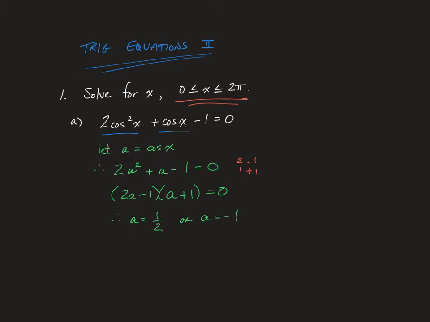Now the issue becomes, I never gave you an equation with a's in it. You chose to put in the a's, so now we've got to get rid of those a's. So we're going to go backwards, and let's sub back out that a. So we're going to sub in cos x anywhere that we see an a, and therefore we get cos x equals 1/2 or cos x equals negative 1.